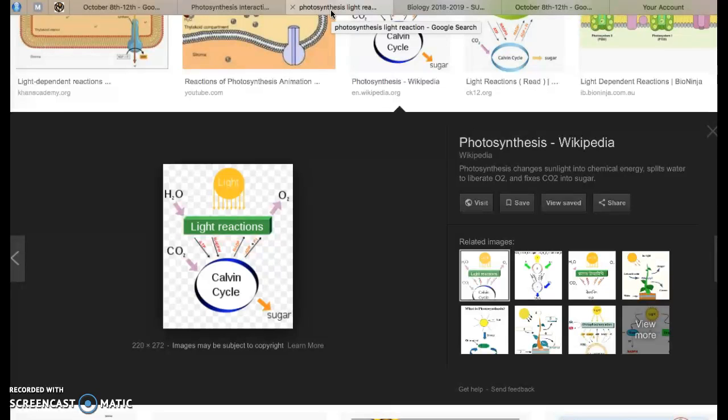My early classes didn't get this blurb at the beginning of the class. My last one did. So I just want to go over this with everyone, just to remind them what we're doing when we're doing this light dependent reaction.